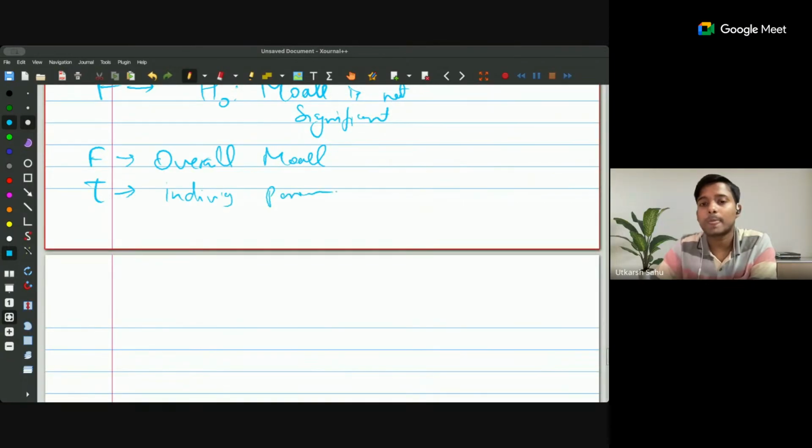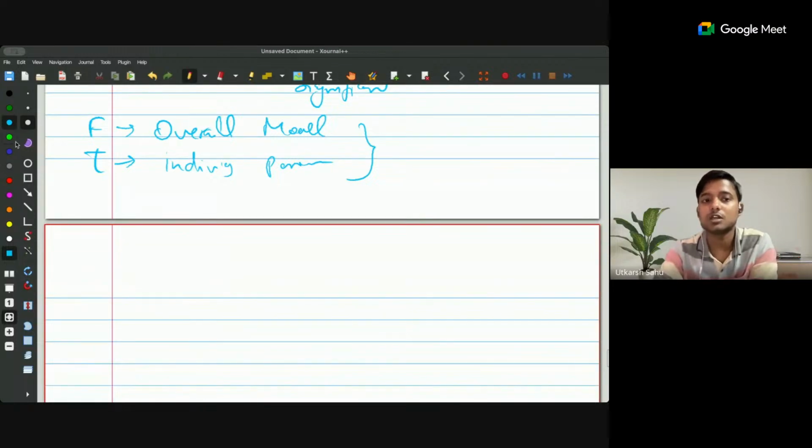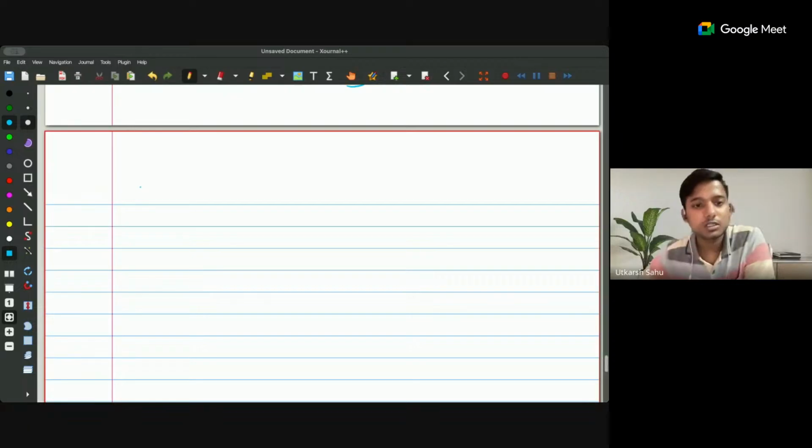So it can happen that your overall model has very good explanatory power, but one or two individual parameters don't have a really good estimate or explanatory power. So remember these things. One more thing is r and r square.